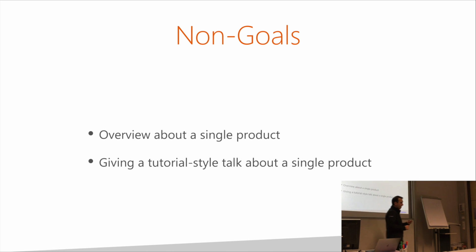Now, it is not my goal here to show you a single product. This is not a product overview, and this is not a tutorial style talk about a single product. I'm going to show you a couple of products like Elastic APM and Application Insights, but this is not only about Application Insights. My goal, like I said, is to give you the big picture. What feature is in a specific product is really not relevant because it changes all the time. So that's not my goal here.